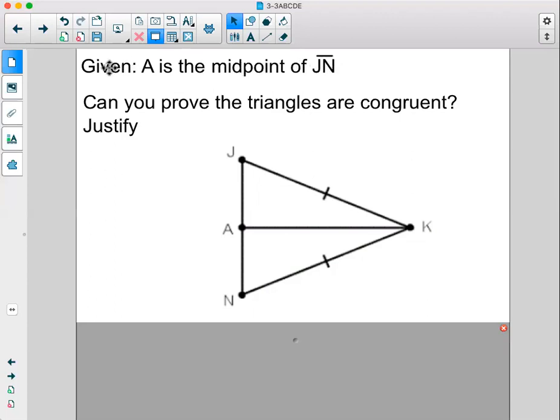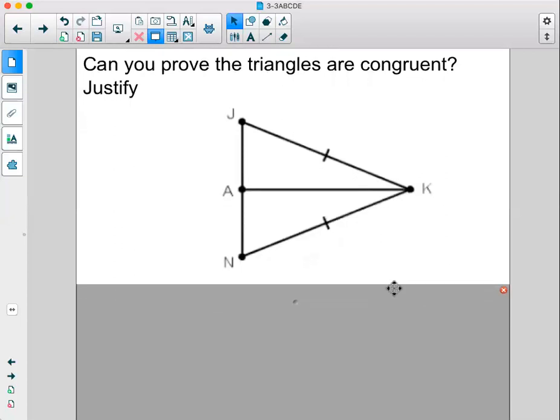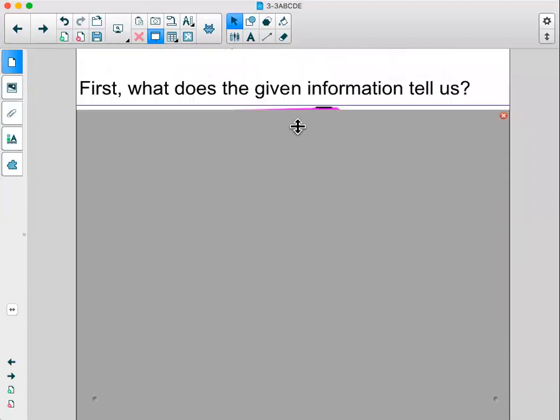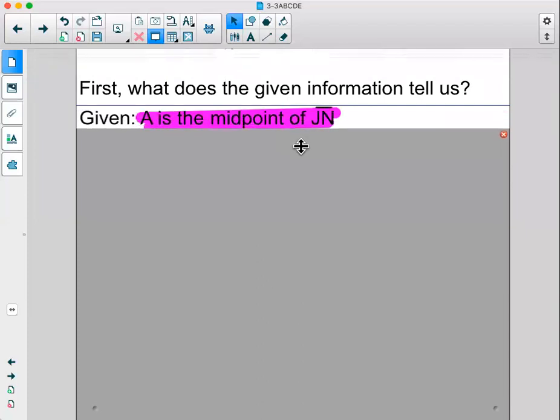Up top, given A is the midpoint of JN. You can also be given information as marks on the diagram, so be careful and make sure to look at both places. Any information that's given to you, you can assume to be true, and you can make logical conclusions based upon that given information. So you look for your given information and then you proceed. The next thing you want to ask yourself is, what does that given information tell us?